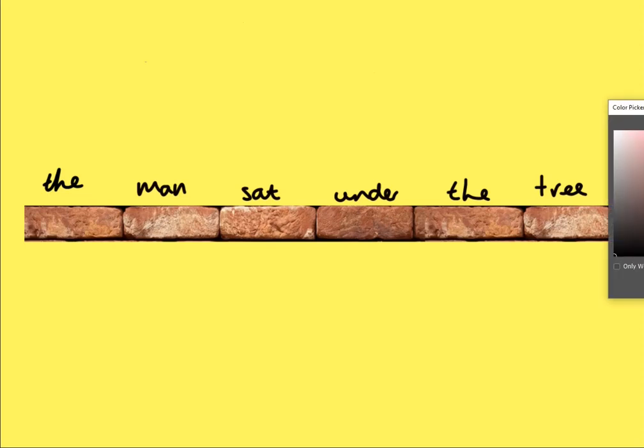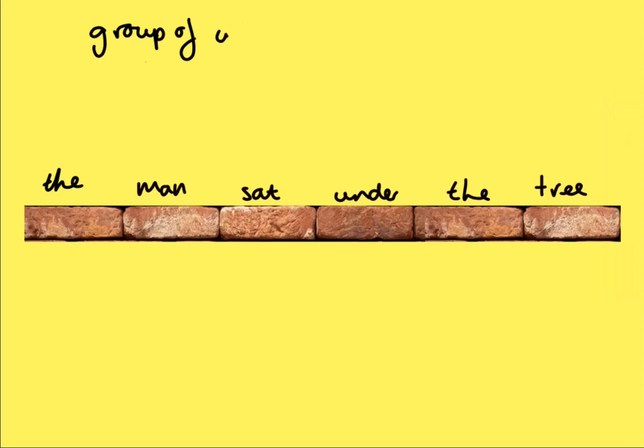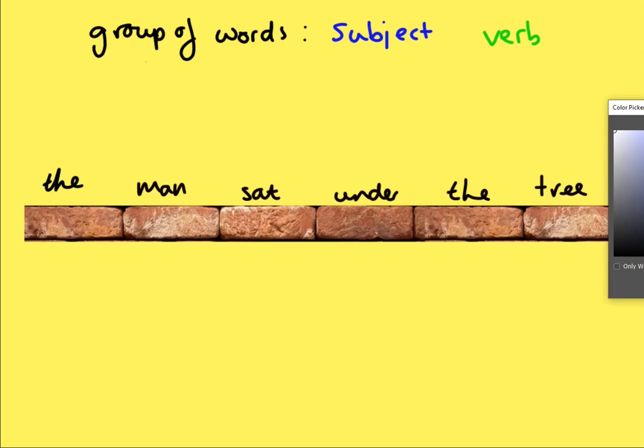Now, a clause is a group of words, and it's a group of words that has a subject and has a verb. Subject and verb. It doesn't have to be a sentence. A sentence is something with a full stop and a capital letter at the end that makes sense, but we're talking below sentence level. A clause can be a sentence, but it doesn't have to be. It could be part of one. So a group of words with a subject and a verb is a clause.